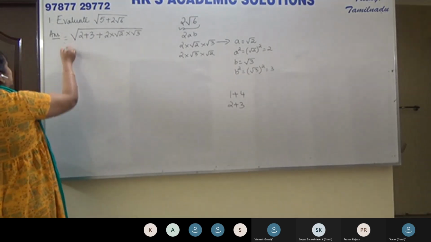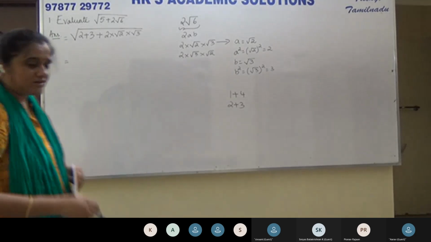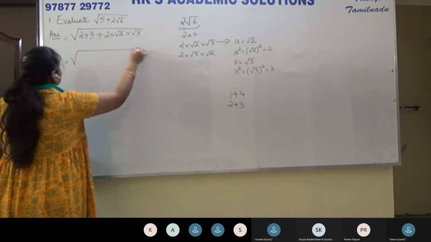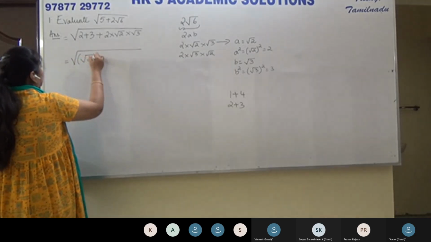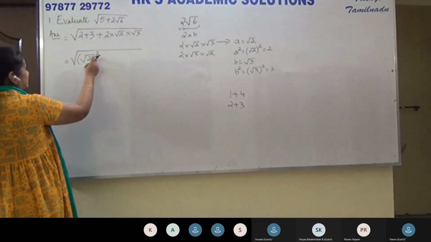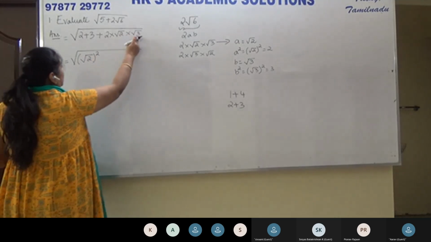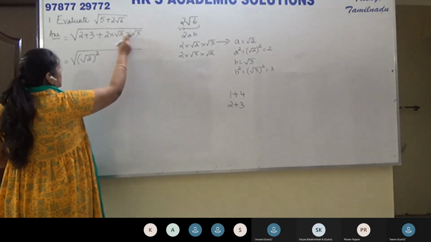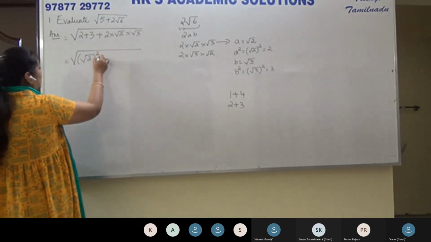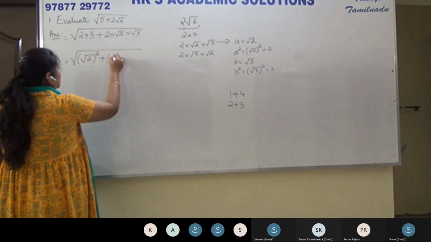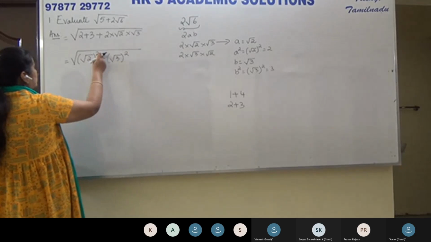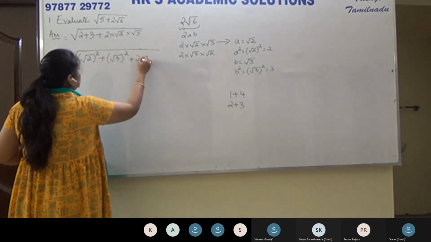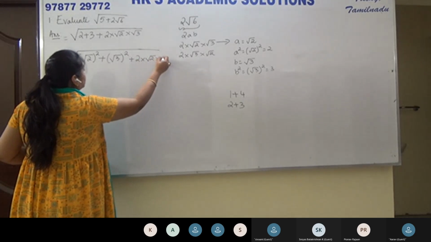Now in the next step, write 2 as root 2 the whole square, so that it reads as a square. This is a and b, 2ab. This is a, this is b. So a square, root 2 the whole square, plus b square, root 3 the whole square. What is root 2 the whole square? 2. What is root 3 the whole square? 3. Plus 2 into root 2 into root 3.